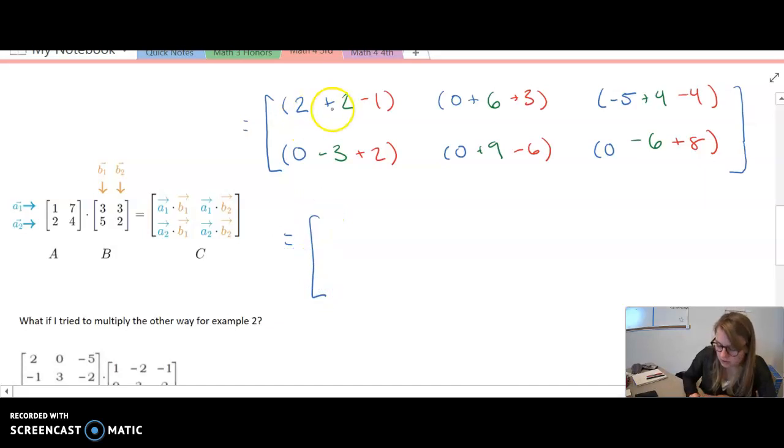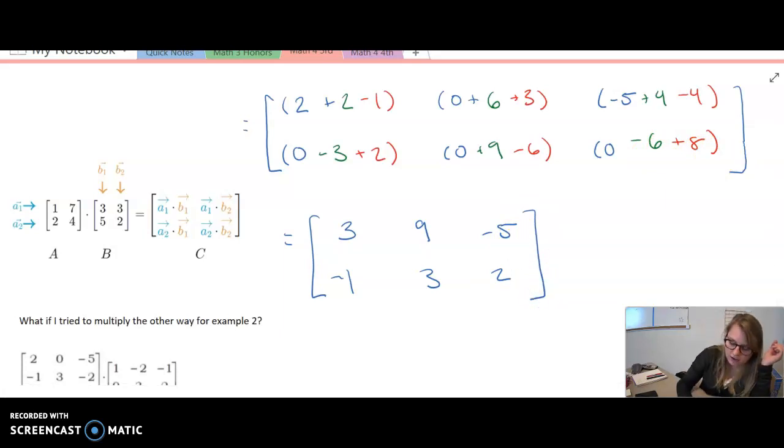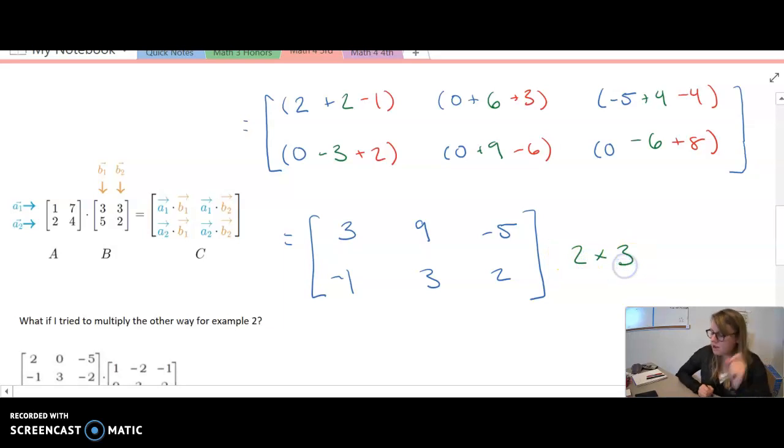So then we're going to do 2 plus 2 minus 1. 2 plus 2 is 4, minus 1 is 3. 0 plus 6 plus 3, 9. -5 plus 4, which is -1. -1 minus 4 is -5. 0 minus 3 plus 2, -1. 0 plus 9 minus 6, 3. 0 minus 6 plus 8, 2. So if you did this correctly, we should have a 2 by 3 matrix with those elements.